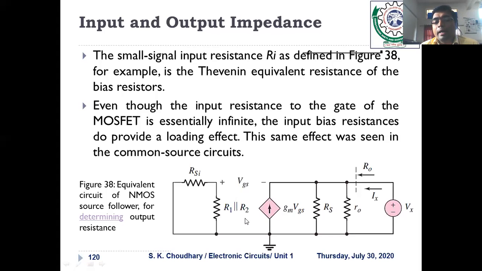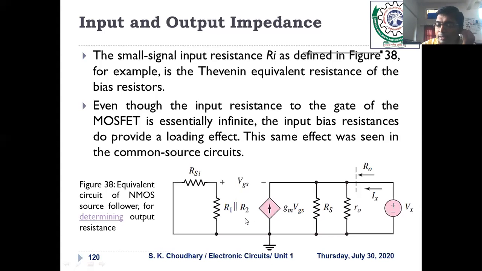This would be equivalent to R1 parallel R2. If you compare all these configurations, common gate, common source and common drain, the common drain circuit has the highest value of input resistance. Now we will see the procedure for determining the output resistance.